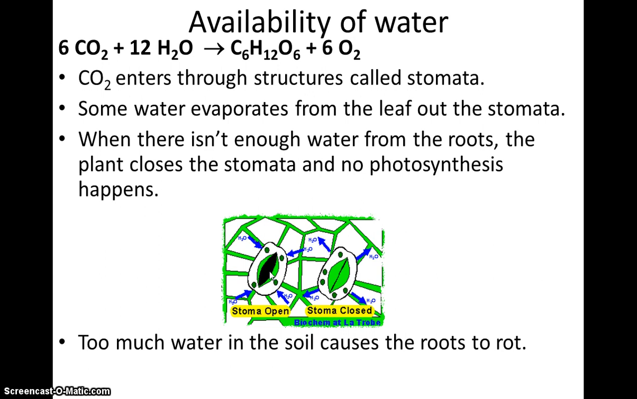Well, if it's too dry, the plant doesn't have any water, it's going to close the stomata, and that means no more CO2 can come in. So photosynthesis will not happen when this is closed. There's nothing coming in. We're missing one of the reactants. Conversely, though, too much water in the soil causes the roots to rot. So if you have rotted roots, you're not going to get any more water, even if CO2 could come in. So essentially, without enough water in the right conditions, you're eliminating one of your reactants, and photosynthesis cannot happen.